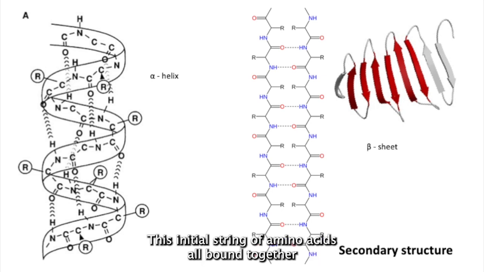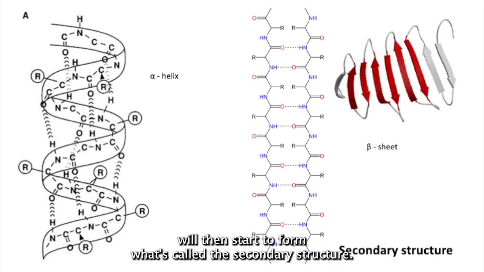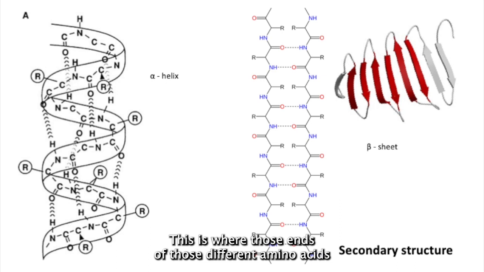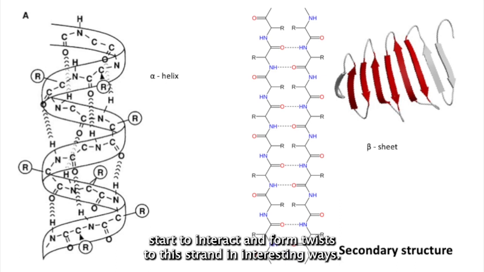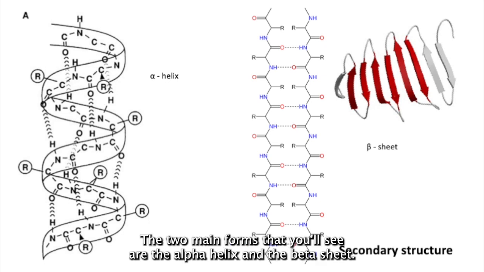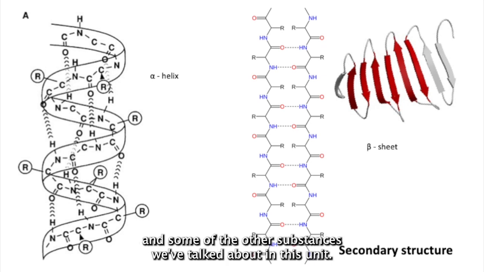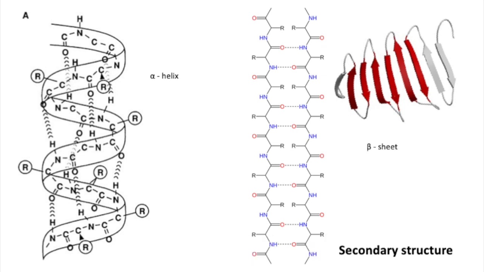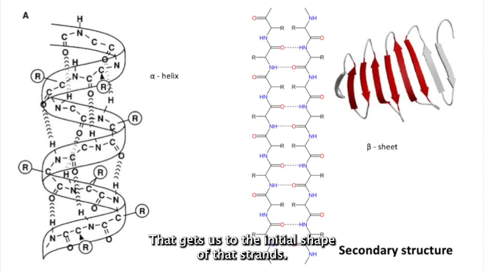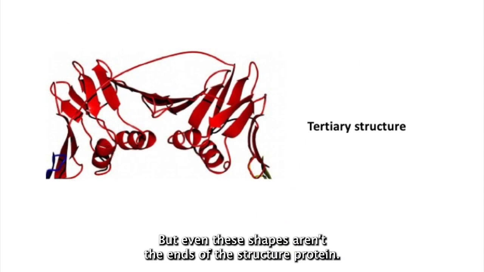And this is, at its core, what's going on with proteins. This initial string of amino acids all bound together will then start to form what's called the secondary structure. This is where those ends of those different amino acids start to interact and twist this strand in interesting ways. The two main forms that you'll see are the alpha helix and the beta sheet. And again, these are held together with hydrogen bonds, much like water and some of the other substances we've talked about in this unit. That gets us to the initial shape of that strand, but even these shapes aren't the end of the structure of protein.